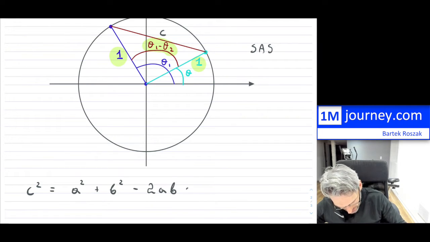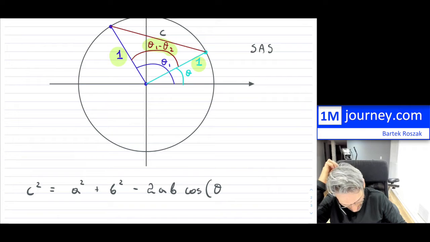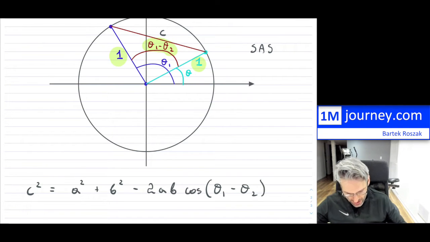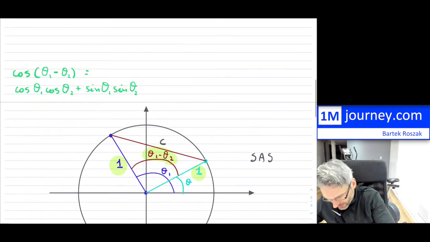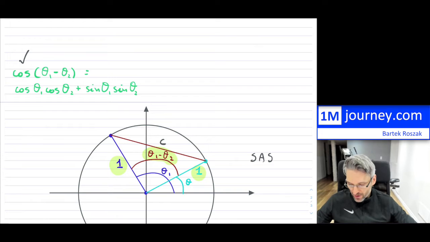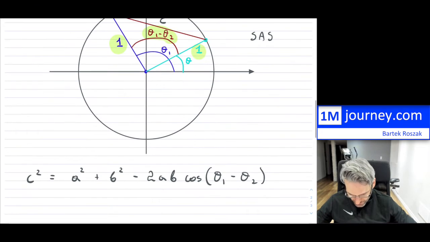2AB, and then this is the cos of that angle, right? And that angle is the angle of C, which turns out to be theta 1 minus theta 2, which is what I'm trying to find out what that equals, right? I'm trying to find out what cosine of theta 1 minus theta 2 is. So that's from the utilization of the cosine law.